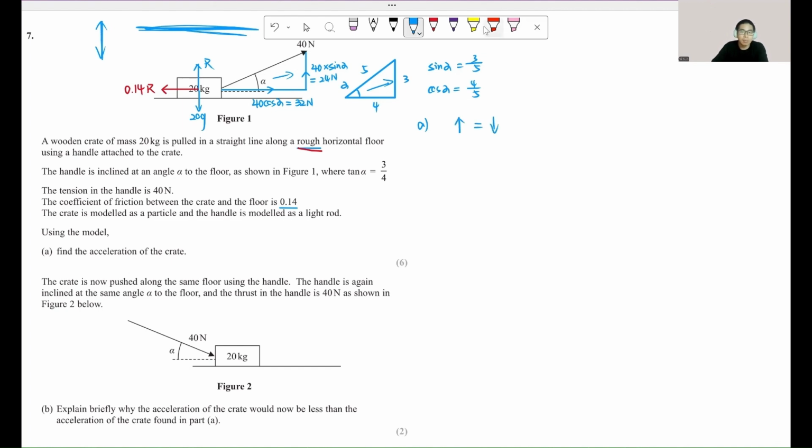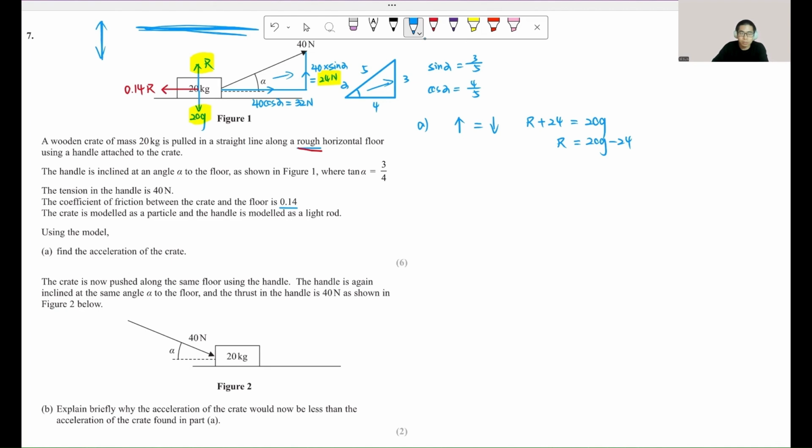Force going up is 24 newtons, and the normal reaction R goes up, and then force going down would be 20g. So we just let force going up equal force going down. So R plus 24 is equal to 20g. That means R is just equal to 20g minus 24. So that would be the first equation.